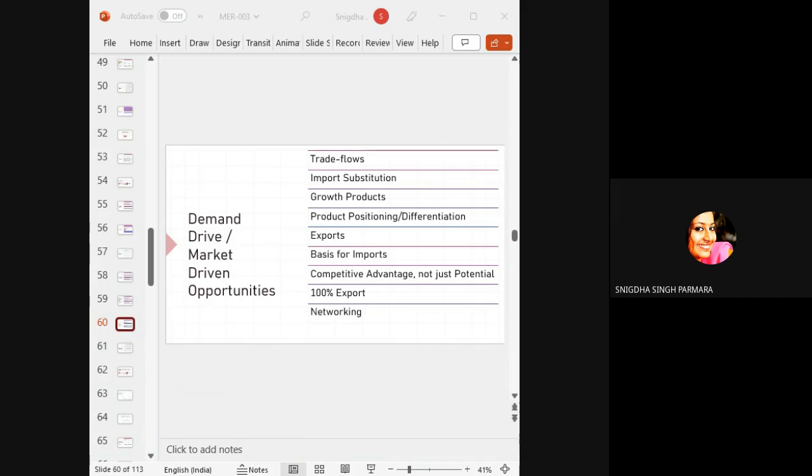Then product positioning or differentiation. Is it possible for you to add or to introduce any point of differentiation to your product? What are the ways in which you could add differentiation to your products? You can add certain product features or certain applications, or maybe the price point.